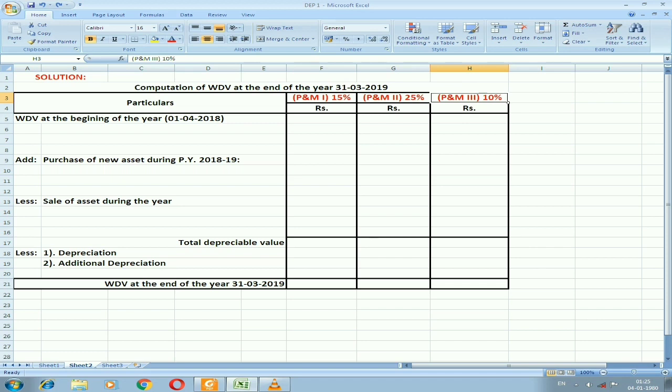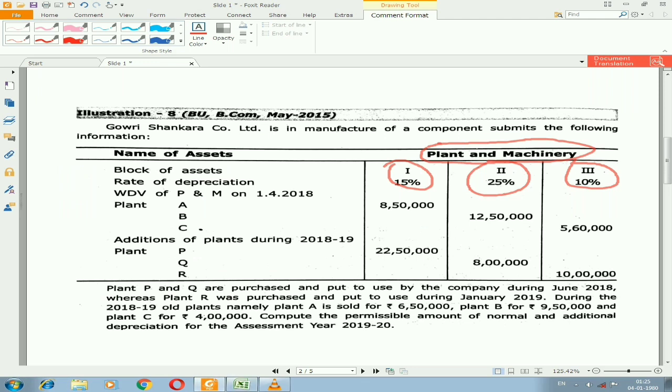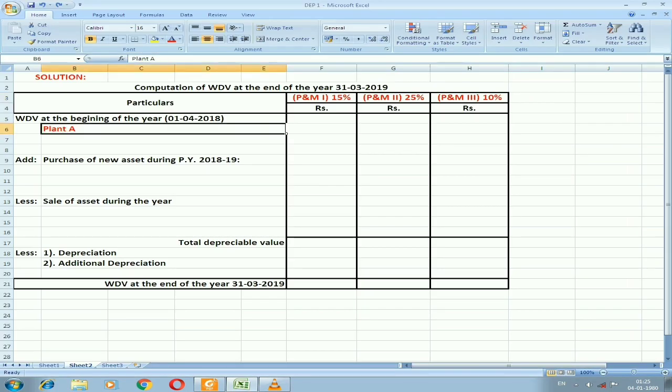Next I need to start with the WDV at the beginning of the year, that is on 1/4/2018. Whatever the assets' opening value is in the question, that we are supposed to consider. You can see in the question, WDV of plant and machinery on 1/4/18 we have 3 plants for 3 blocks. For block 1 we have plant A, that is rupees 8,50,000, which we take in block 1, that is the first column. So let me enter it, plant A, the amount of rupees 8,50,000. The same way we need to consider the other 2 blocks in the next 2 columns.